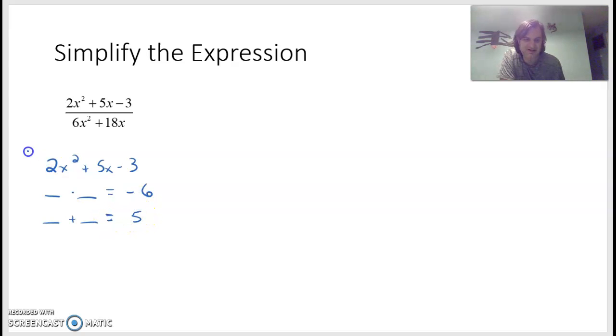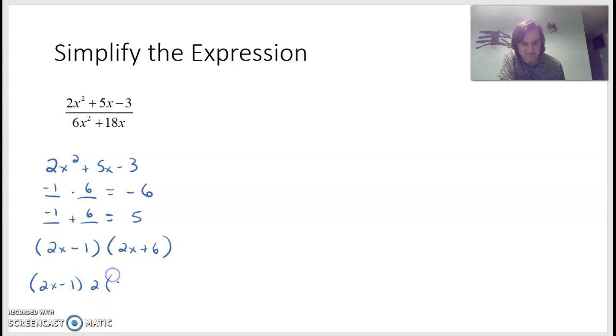So the bigger number is positive. It's pretty easy to see here that we want negative 1 and positive 6. And when we write out our factors, we'll lead with that 2x minus 1 and 2x plus 6. Nothing comes out of the 2x minus 1, but I can pull a 2 out of the 2x plus 6, which will leave me 2 times x plus 3. And remember that 2 we get to throw away.